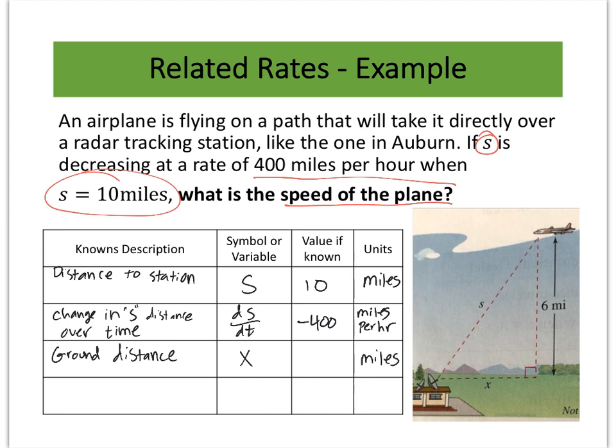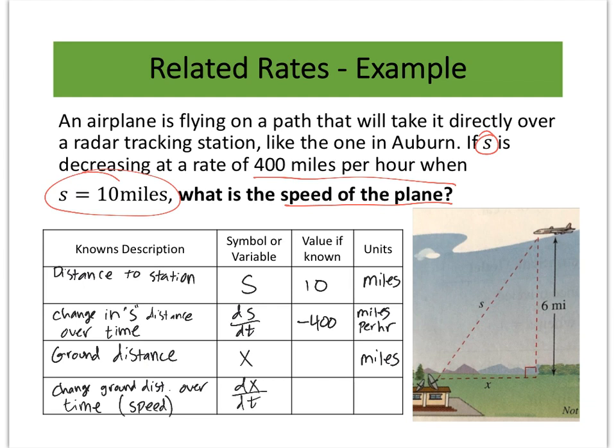And what is it exactly that I'm looking for? The speed of the plane. That's really important because the speed is ground distance, yeah? So the change in ground distance over time, we know that is speed, and we're going to call that dx dt.